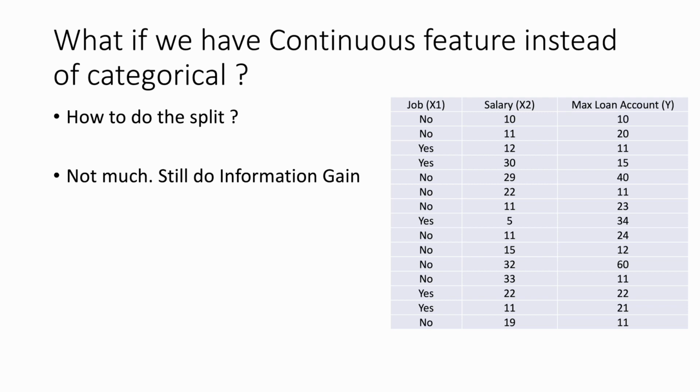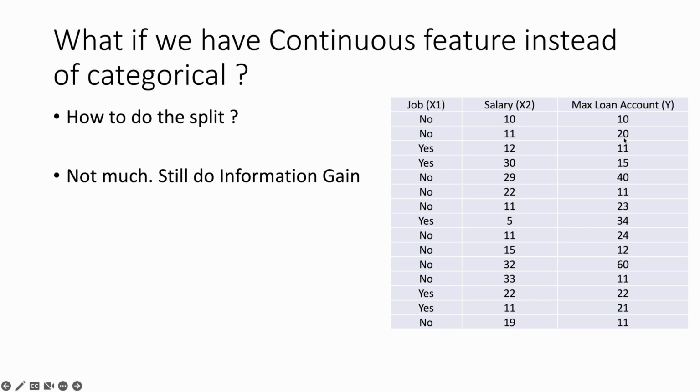That's the only difference when it comes to a feature which is numerical or continuous instead of categorical. Okay, please ignore this maximum loan amount. This is for the next slide, but please ignore this. Just treat this as loan approved, yes or no. We are still dealing with a classification setting and not with a regression setting. So this is still yes or no, right?